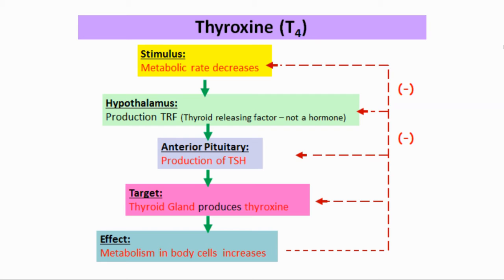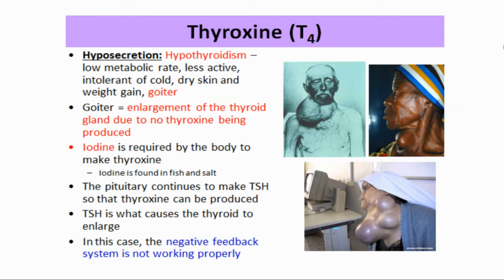At any moment in time, we can have a feedback loop saying, hey, hypothalamus, stop releasing that factor. Hey, anterior pituitary, stop making TSH. You're going to have a feedback loop that stops that process once your metabolism has increased in your body cells.